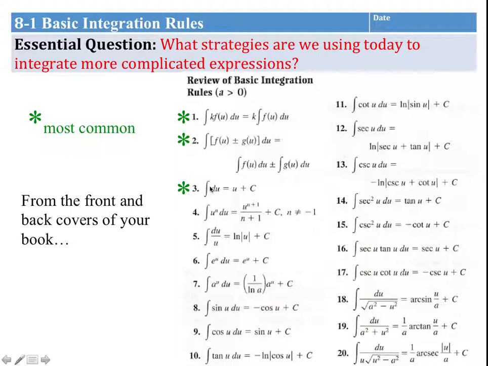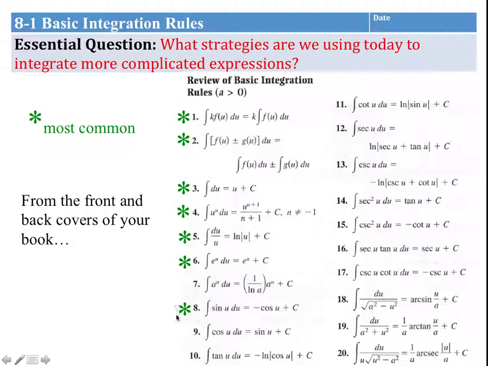Integrating one or a constant out here just gets you a linear. There's your reversal of your power rule. Here is your 1 over u. That's your u to the minus 1 power and the antiderivative of that. Of course, then we have e to the u, the antiderivative of that, and then changing the base to a. Changing the base to a puts that multiplier out here of 1 over the natural log of a. That's a little more obscure, so we're going to skip that.